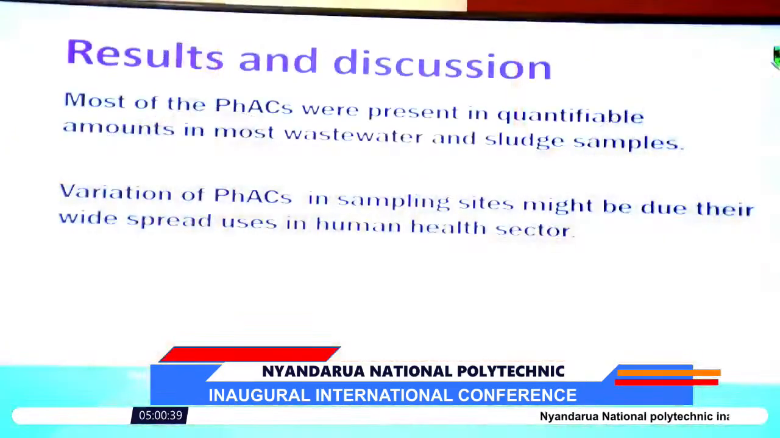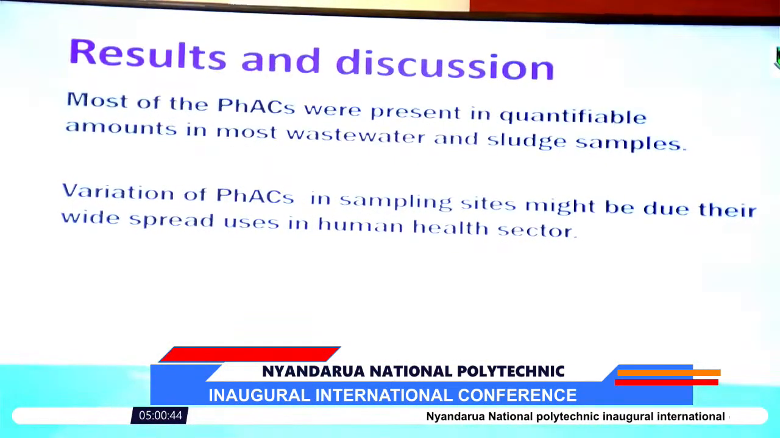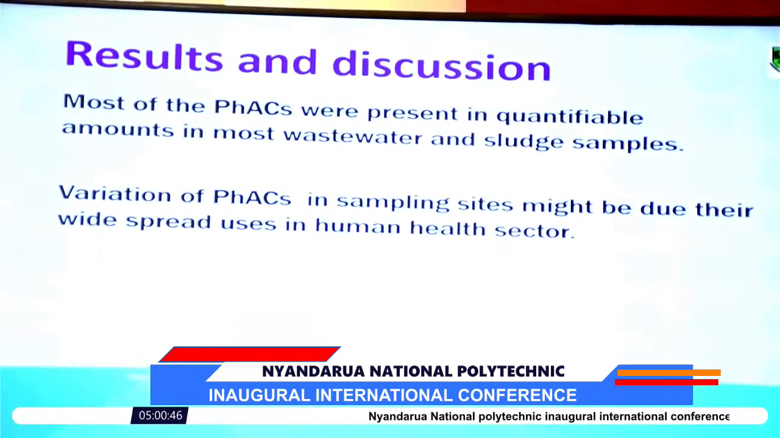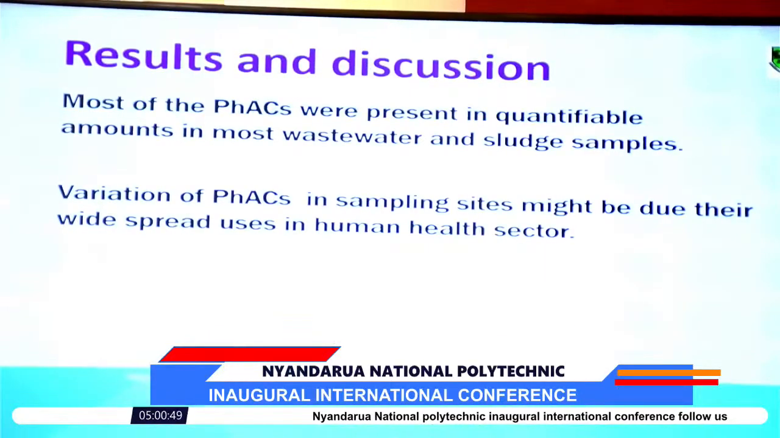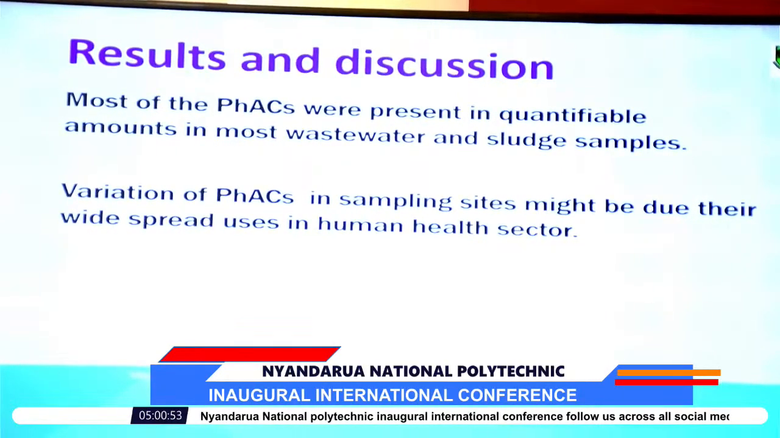For our discussion of the results, you'll find that most of the pharmaceuticals were present in quantifiable amounts in most of the wastewater and even sludge samples. There was also variation of some pharmaceuticals across sampling sites. This might be due to their widespread use in human health sectors and so on.